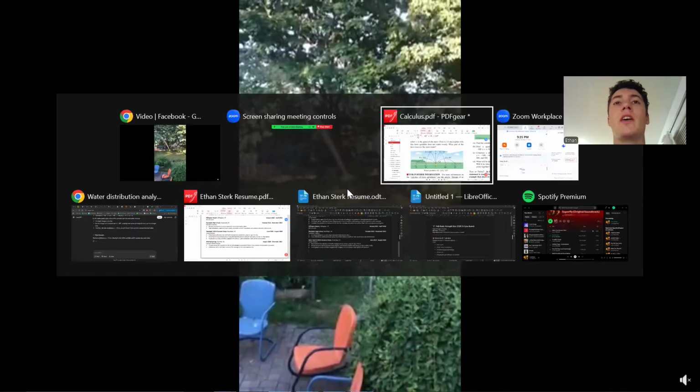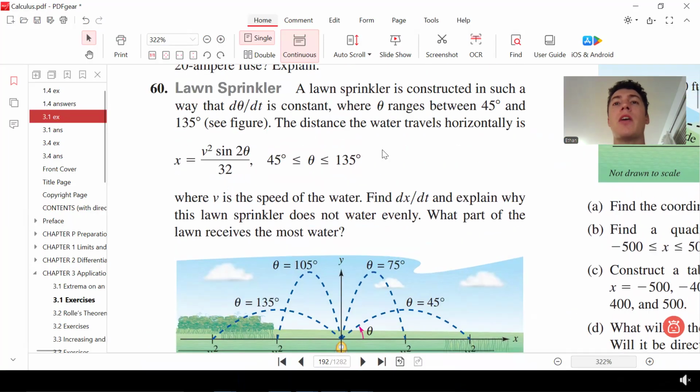The first thing they ask us to do in this problem is to find dx/dt. So before we even do that, let's just look at what x is and look at the variables that they're using here. They're saying that v is the speed of the water, and the speed of the water is not going to change over time. It's a constant speed coming out of the hose, so it's just going to be a constant when we take the derivative.